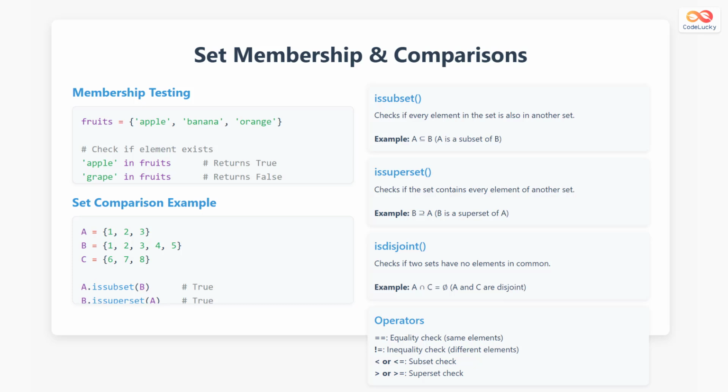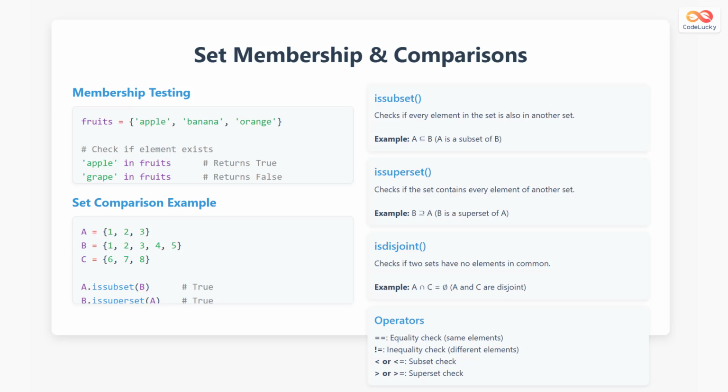Sets can also be compared with each other using a few functions. The isSubset function checks if every element in the set is also in another set. The isSuperset function checks if the set contains every element of another set. The isDisjoint function checks if two sets have no elements in common.